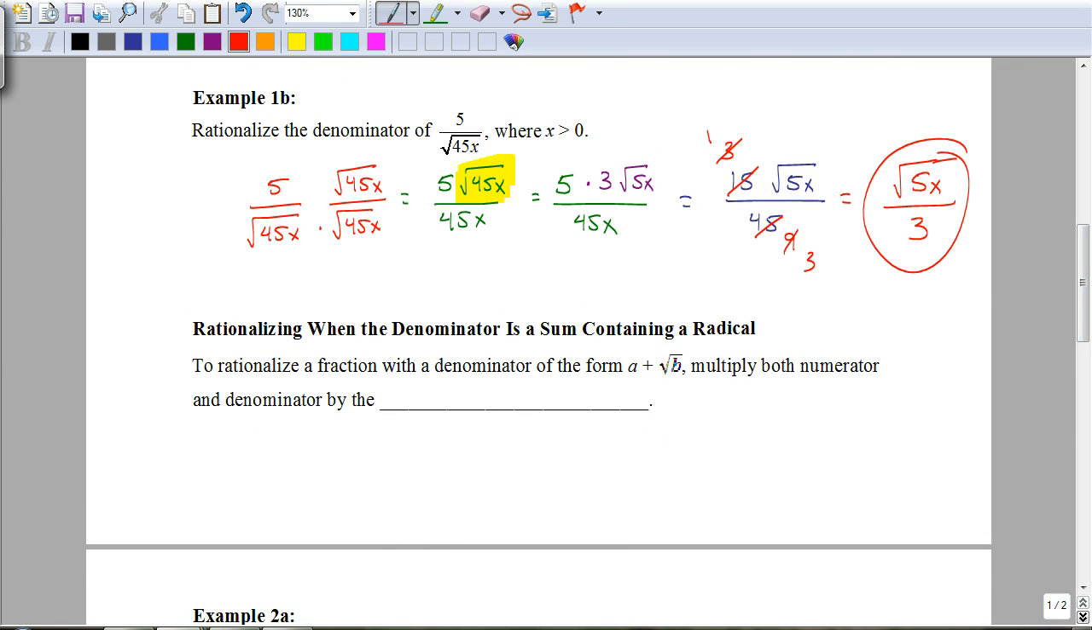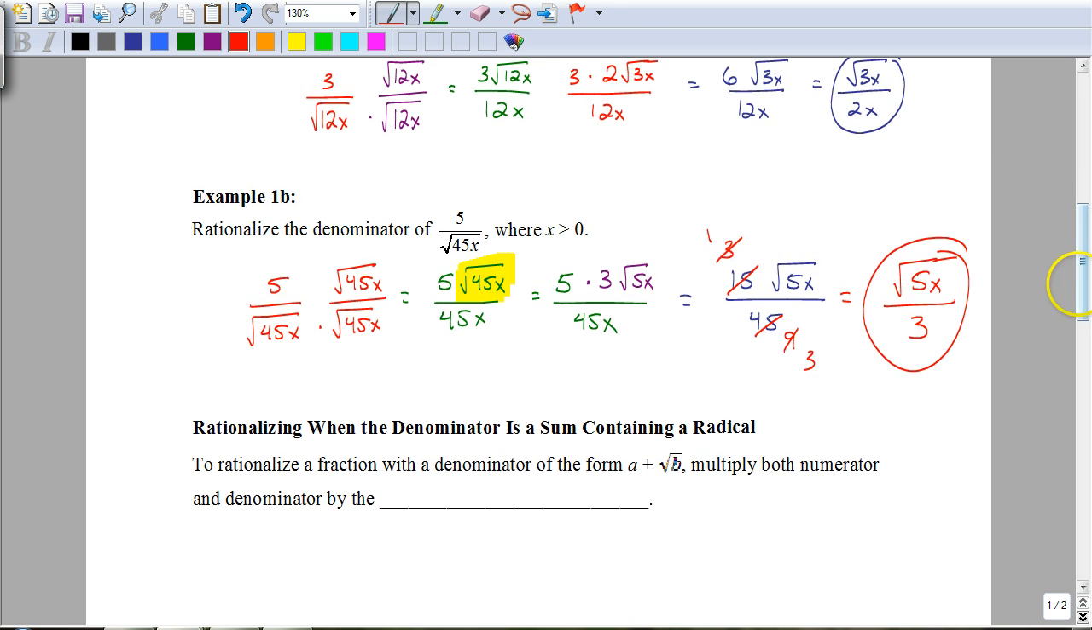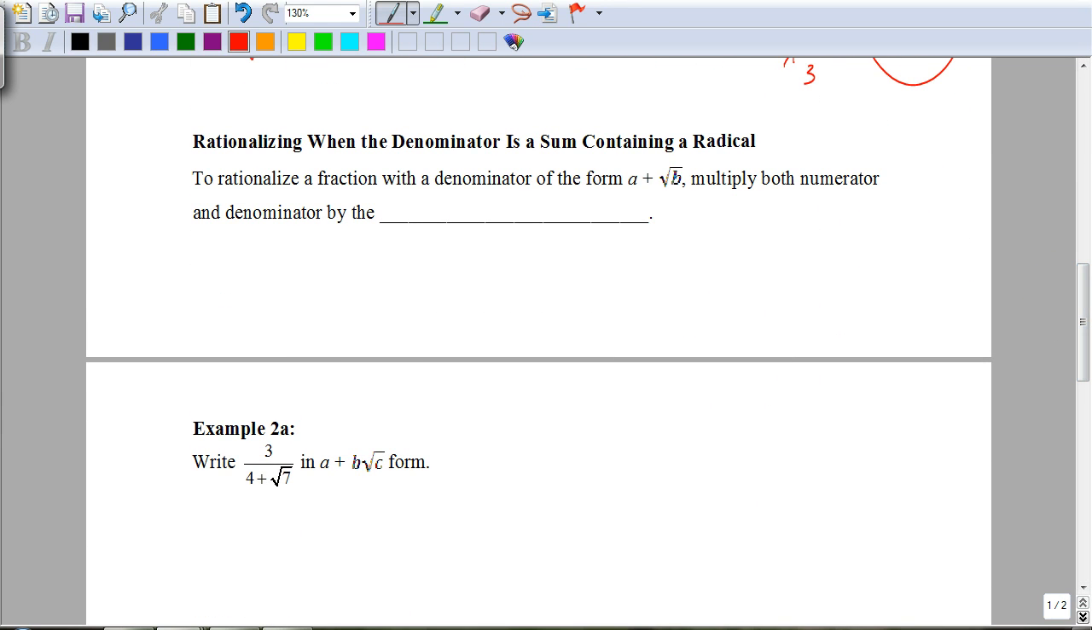Okay, now with the previous examples, we just had one term in the denominator, just the square root of 45x, or just the square root of 12x. Well, what happens if we have something like this, or we have 4 plus the square root of 7? It's a completely different process. We're going to have to use the conjugate. Remember, we've talked about conjugates before, but if we have a plus the square root of b in the denominator, we have to multiply both the numerator, this is important, so let's highlight this, multiply both the numerator and the denominator by the conjugate. Which would be a minus square root of b.